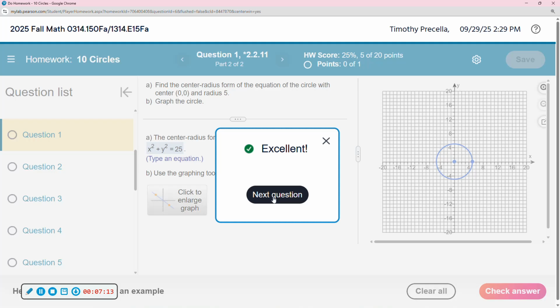So you'll have to plot the center. And then whatever the radius is, you'll have to count that many units from the center, either left, right, up or down. That's right. Any questions there?